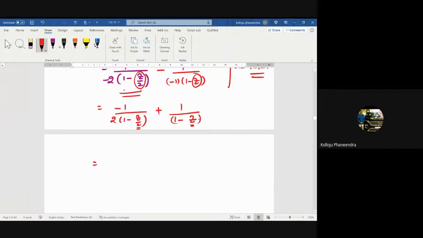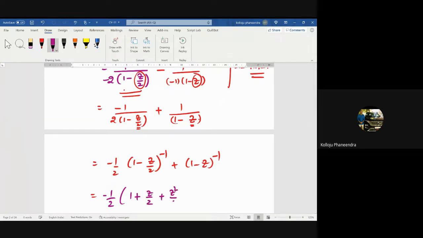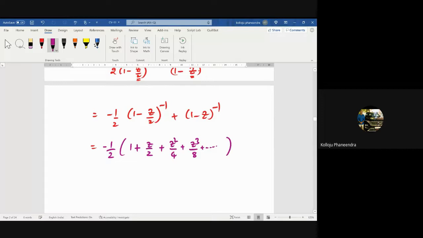So I can expand this. Minus 1 by 2, (1 minus z by 2) whole power minus 1, and (1 minus z) whole power minus 1. Okay, so what is the expansion now? Minus 1 by 2, (1 minus z) whole power minus 1, 1 plus z square plus z cube and so on. This is the first one. And the next one is what? Plus, this is 1 plus z square plus z cube and so on. This is the second one.